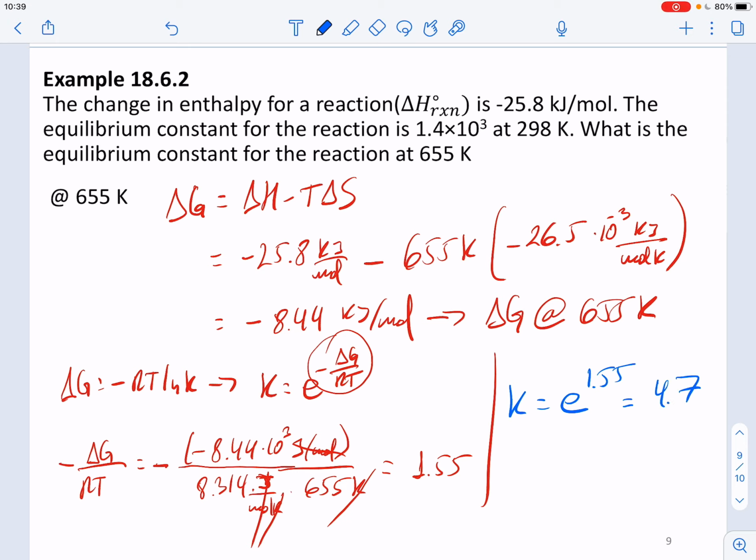Okay? So the constant went from 1.4 times 10 to the power of 3 to 4.7. The constant decreased. Okay, the constant got smaller. You increase the temperature and the constant got smaller. Now, does that make sense? Would you expect this to happen? Well, things to pay attention to. The delta H of this reaction is minus 25.8. Therefore, this is an exothermic reaction.